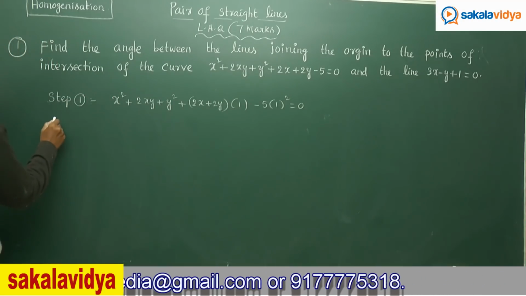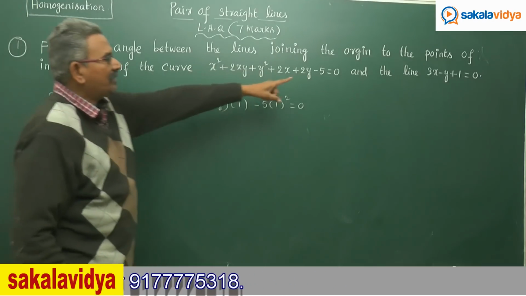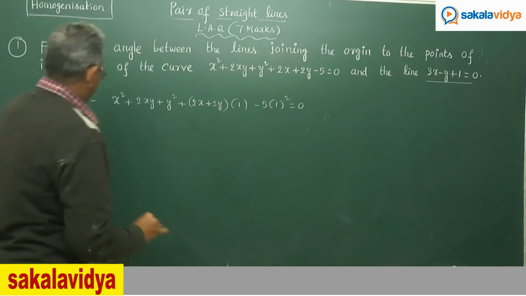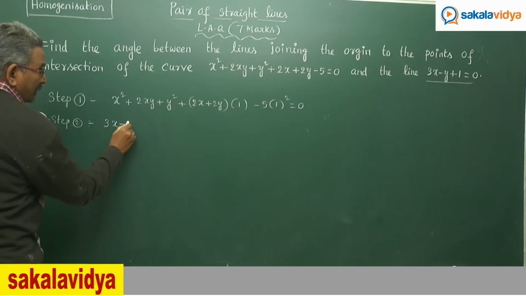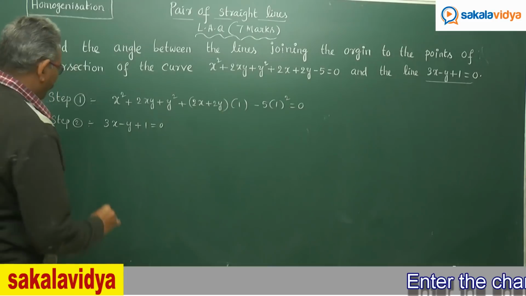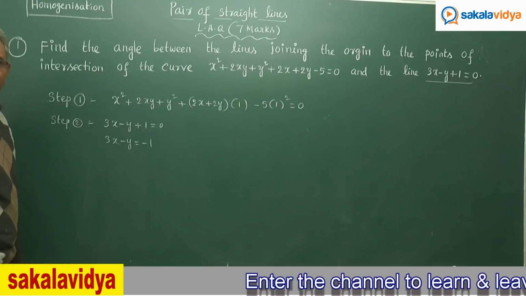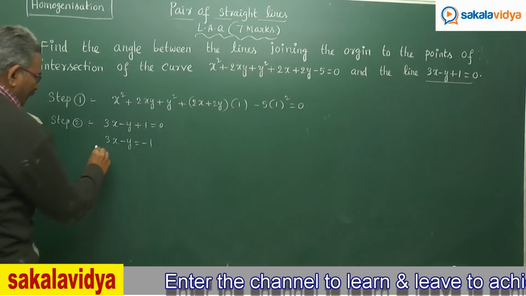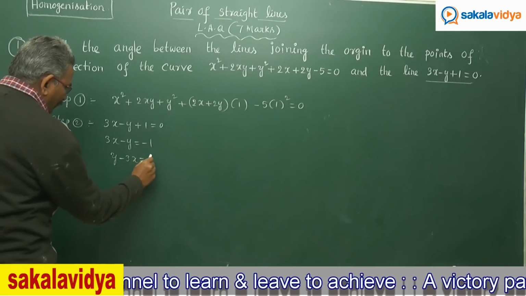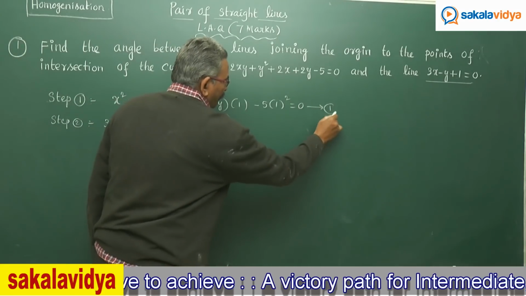Step 2: now write down the given equation of the line, that is 3x minus y plus 1 equals to 0. Take 1 to that side, so we get 3x minus y is equal to minus 1. Multiplying with minus sign, we get y minus 3x equals to 1. Say this is equation 2, and this is equation 1.